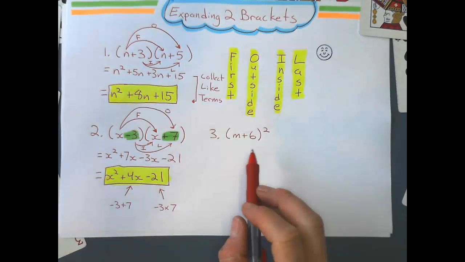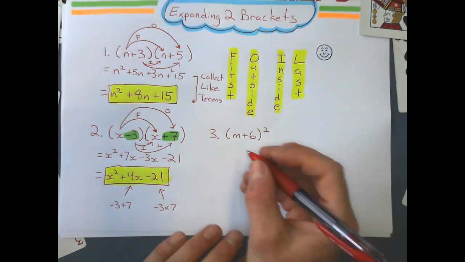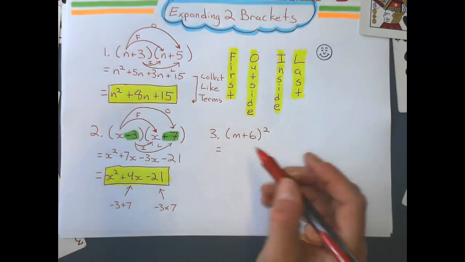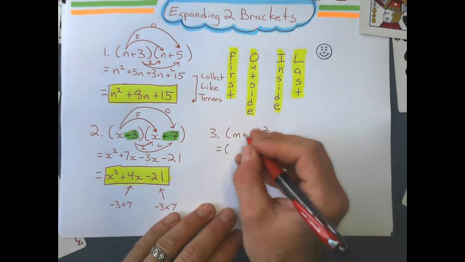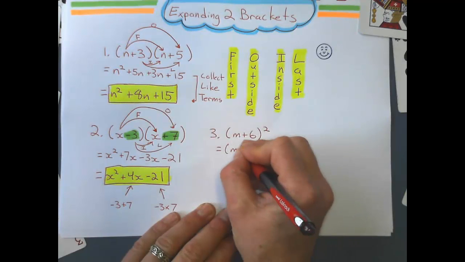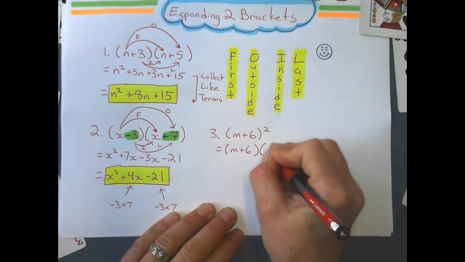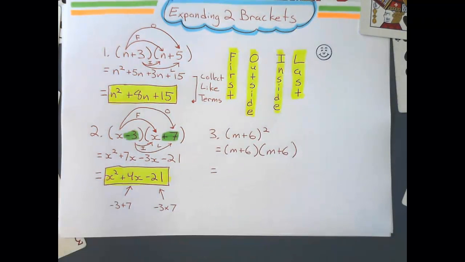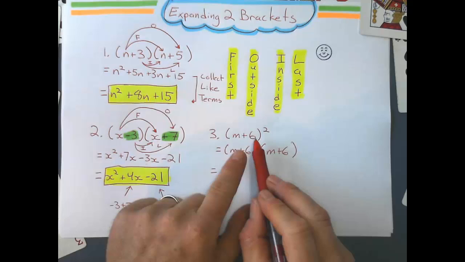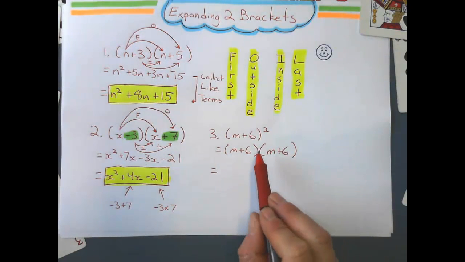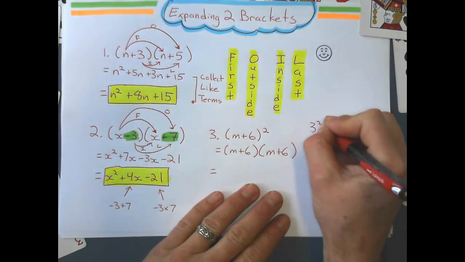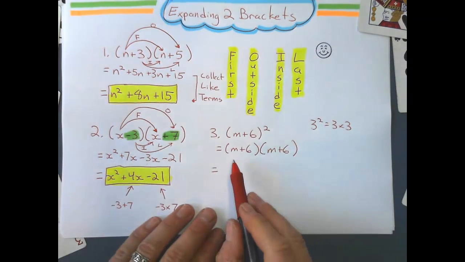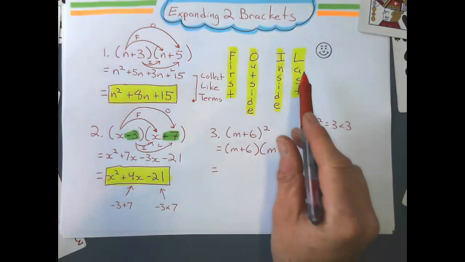Now I've got to include this example because this is a 2-bracket one in disguise. m plus 6 squared does not mean m squared plus 6 squared. Exponents are repeated multiplication. So what it means is this. That's what most people trip up on, they forget that there's 2 brackets wedged in there, just like 3 squared equals 3 times 3. No different. And now we do the first, outside, inside, last.